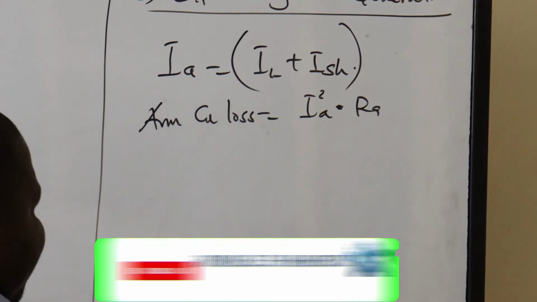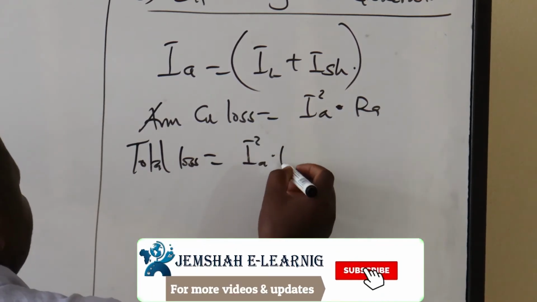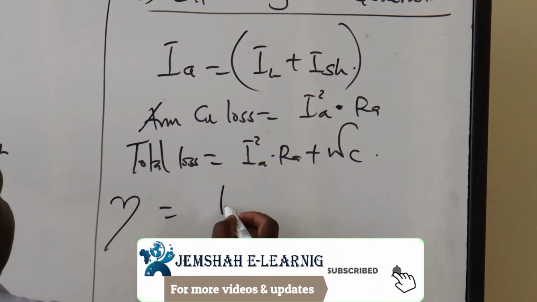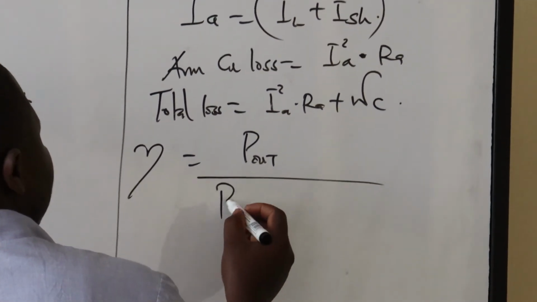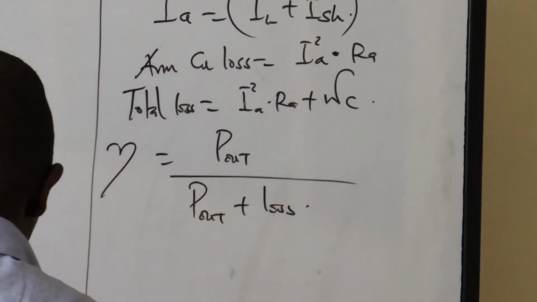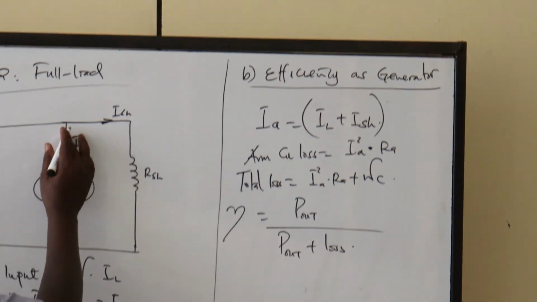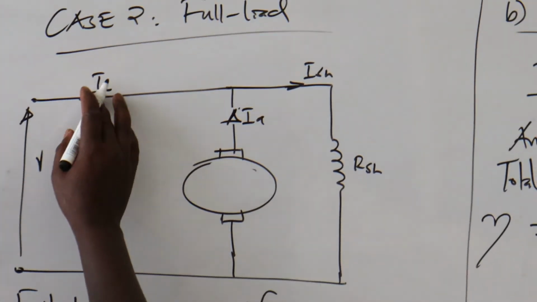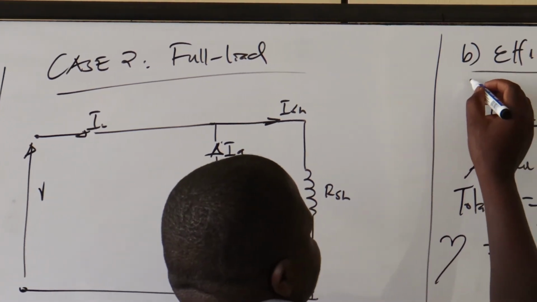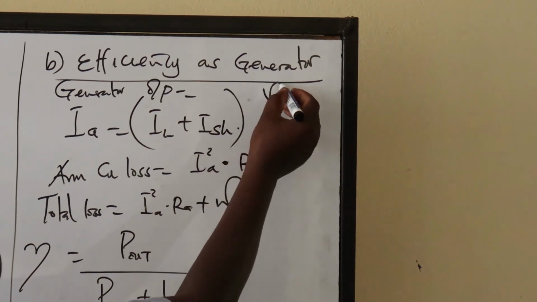Right? Therefore total loss is equal to I_A squared R_A plus W_C. What is the efficiency in a generator? It is P out over P out plus losses. So again, you realize that things change. In a generator, this thing is now going up, and therefore this one will go this way. Therefore, the generator output will be V I_L.